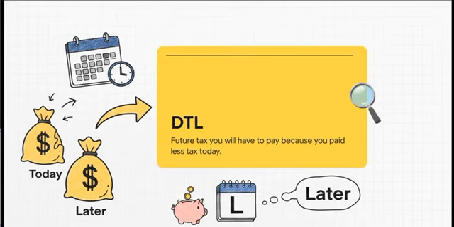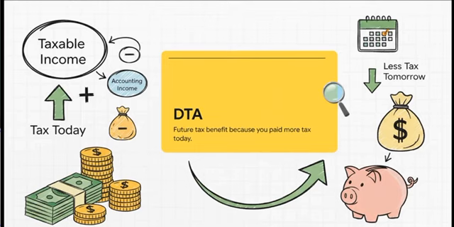And that brings us exactly to our first major definition, a deferred tax liability, or DTL. A DTL arises when your taxable income is less than your accounting income. It simply means you paid less tax today, so you're just postponing that tax. You will absolutely have to pay it later. A good trick? Just think of the L in liability as later. You owe it later.